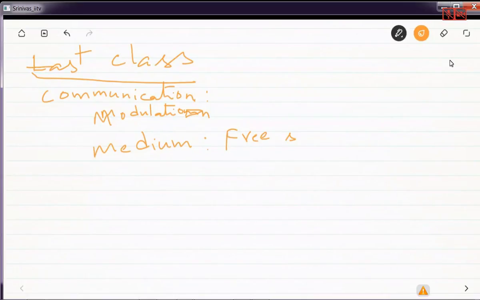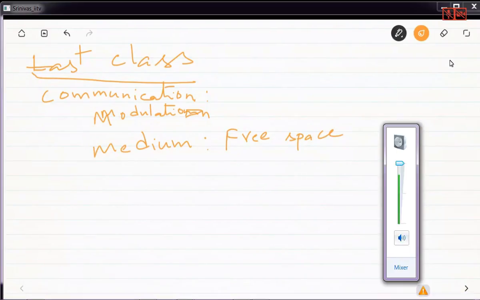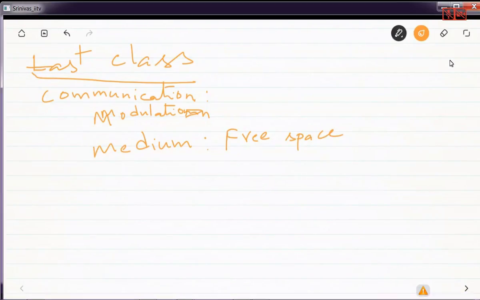A communication through free space, in the sense the atmosphere, right? There is no wire connecting transmitter and receiver, and we will be radiating signals, and then the receiver will be receiving the signals. So here comes the first step.